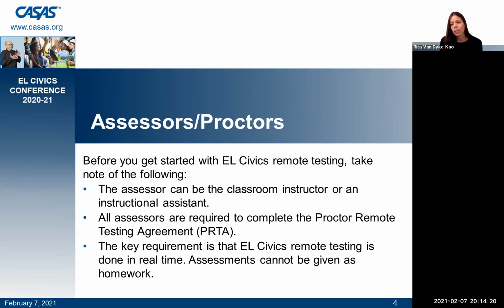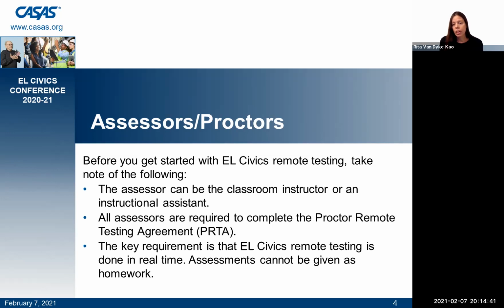Other instructors thought, I would really like some help. And we're fortunate to have a number of instructional assistants in our ESL department. And so they were just a wonderful benefit. They were all trained as proctors, and they were able to administer the assessment.